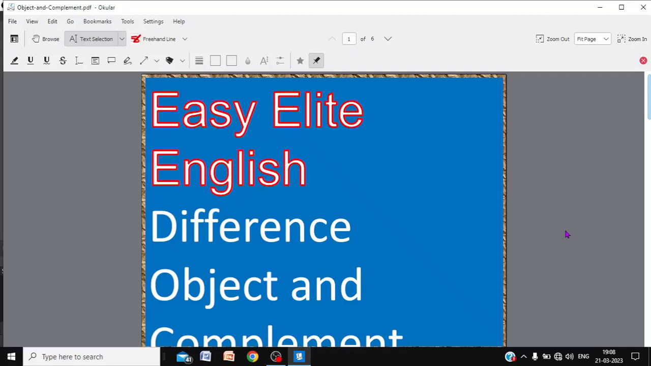What is the difference, or how do you distinguish, between object and complement in a sentence? What is an object and what is a complement? And how do you distinguish between object and complement?